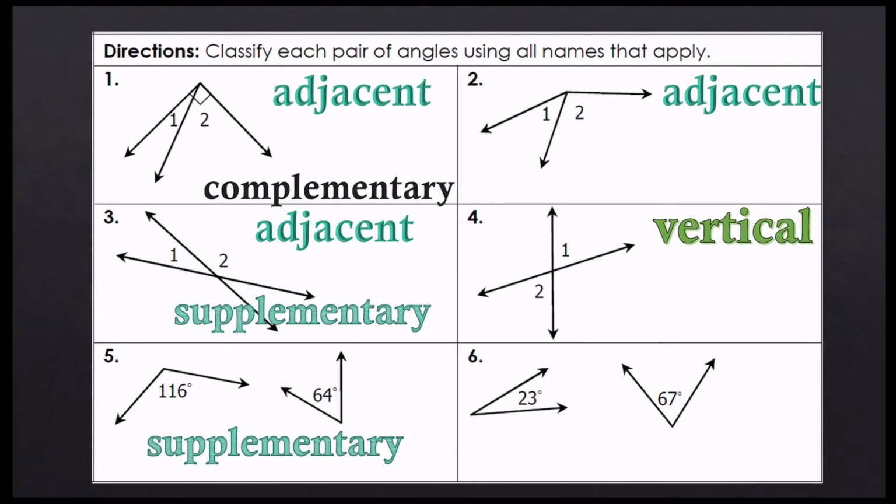And here's what I want you to write. If you do this, you will get the extra credit. 23 plus 67 equals 90. Therefore, they're complementary.